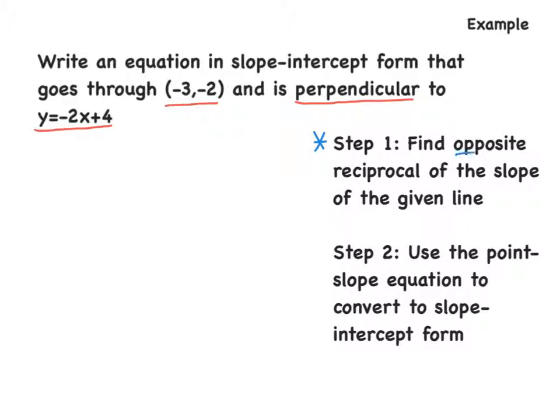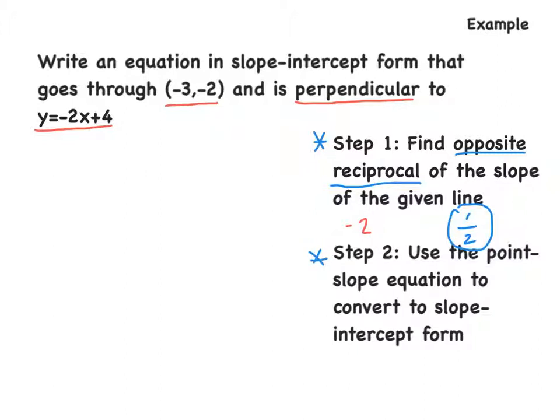Step 1, find the opposite reciprocal of the slope of the given line. So, here is the slope of the given line. It's a -2. Now, I need the opposite reciprocal of the slope of the given line. So the reciprocal of -2 is 1/2, and the opposite of the negative is a positive. So our opposite reciprocal is 1/2. Now, step 2.